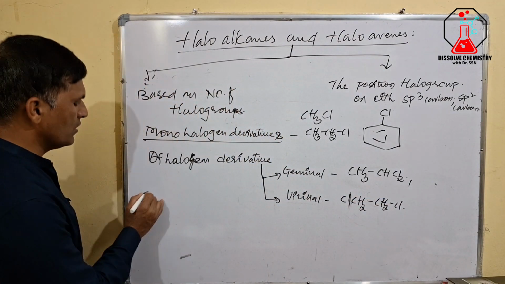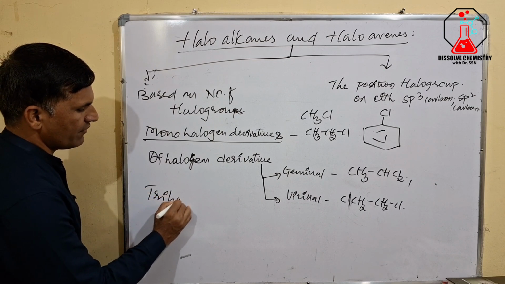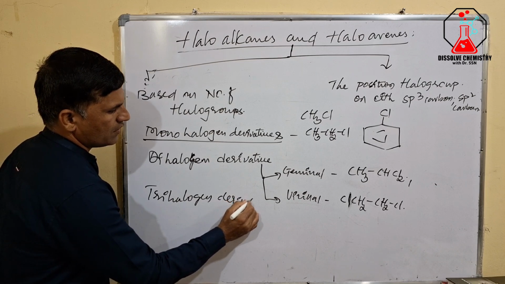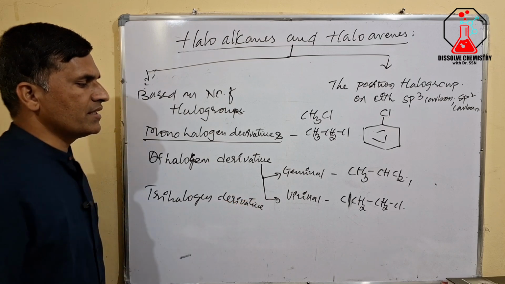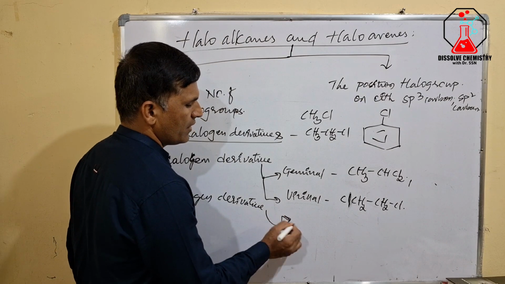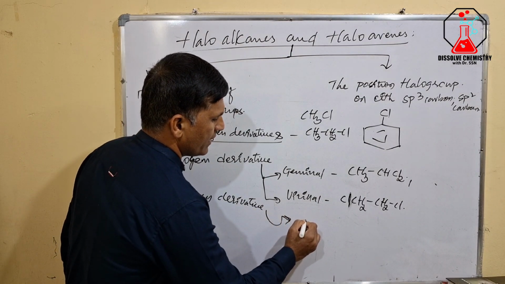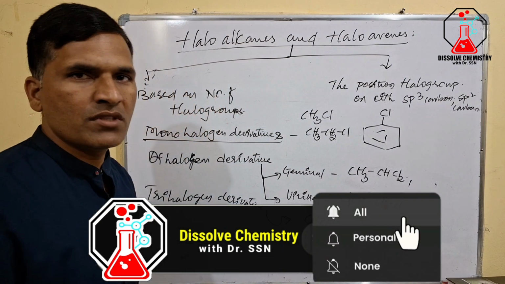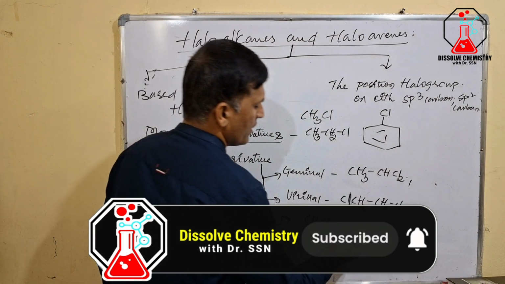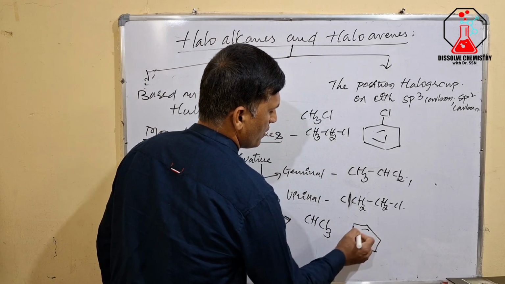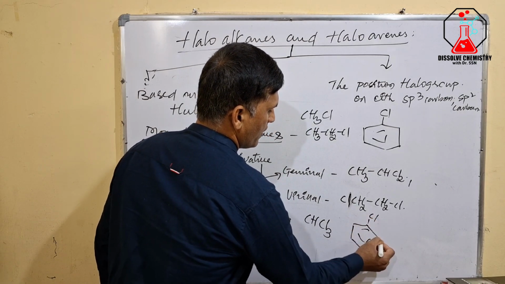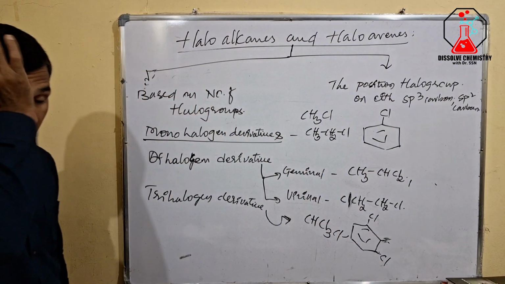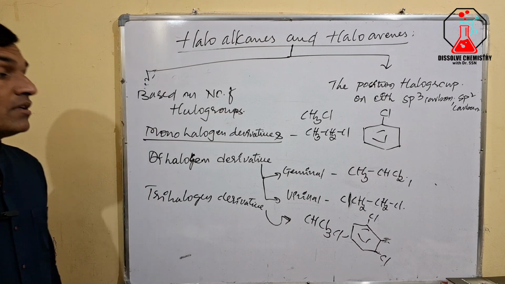Next we will move on to trihalogen derivatives. When three halo groups are present in the organic compound, they are called trihalogen derivatives. A very important and common example is chloroform, trichloromethane. You can also take 2,4,6-trichlorobenzene, an example of a haloarene having three halo groups.